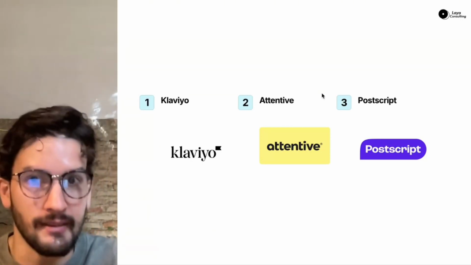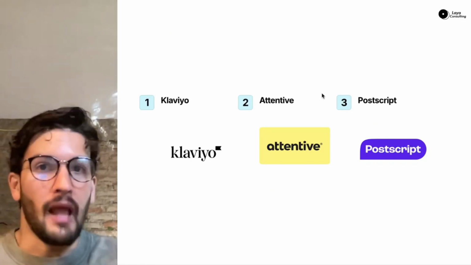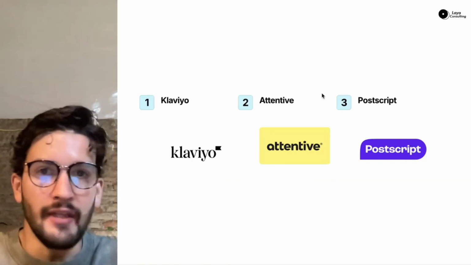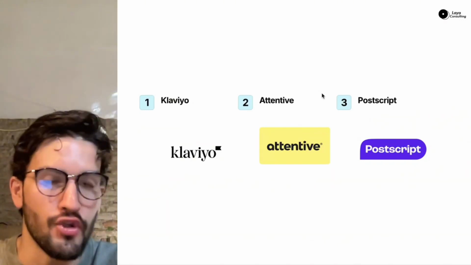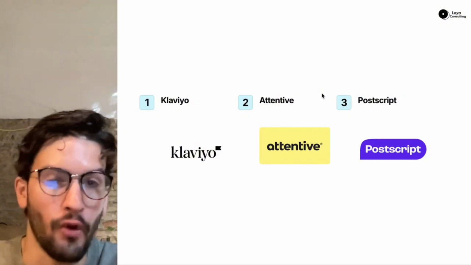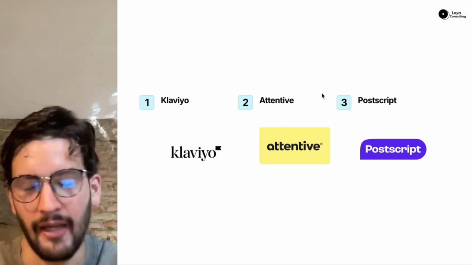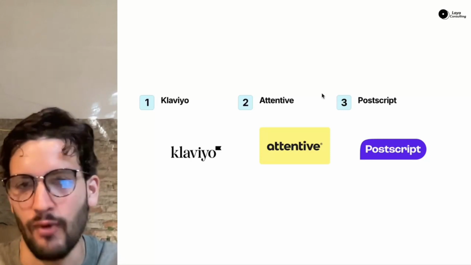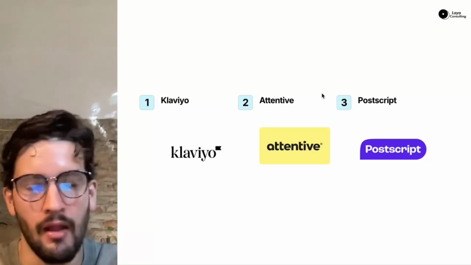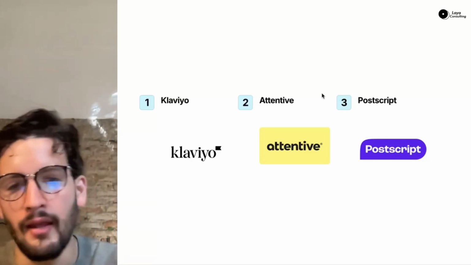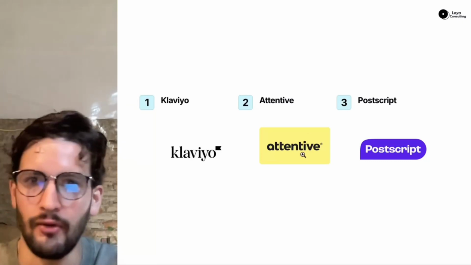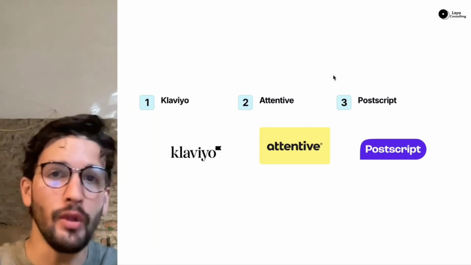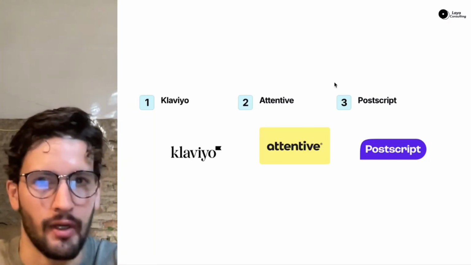Another one is Attentive. Very good platform. The only issue I have with this one is that the default attribution settings are set as 30-day click, which is like crazy. Like 30 days is too much, right? But it's still a very good platform. Third one we've got is PostScript, very similar to Attentive and very good platform as well. So you will not go wrong with choosing either one of these right here, okay?